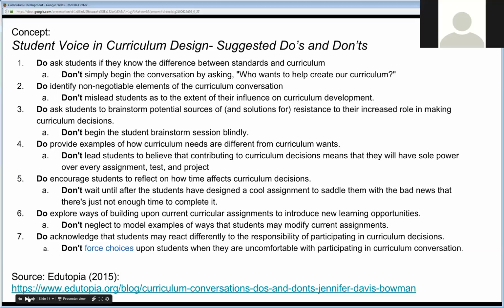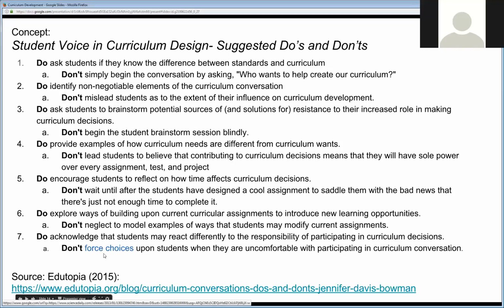And I think if you've talked about student motivation, and I think I saw that earlier, maybe I'm getting some of my wires crossed, we know that having student choice can increase student ownership when they feel they have autonomy to select how they're going to be assessed or what they're going to be asked to do. Do encourage students to reflect on how time affects curriculum decisions, and don't wait until after the students have designed a cool assignment to tell them that, oh, we don't have enough time to complete it. Like, where are you building in their choice?